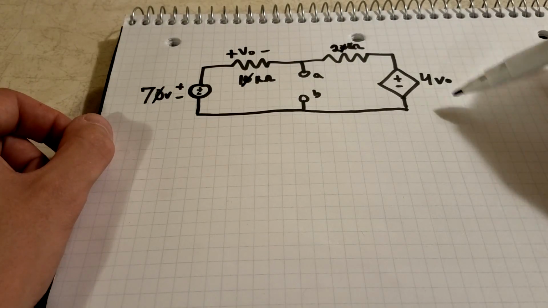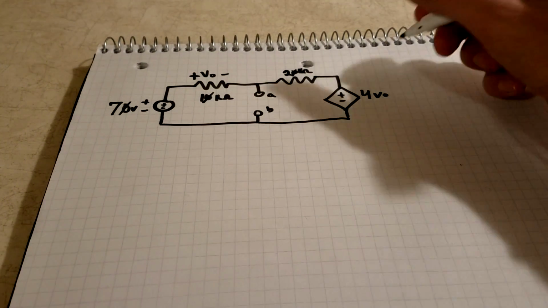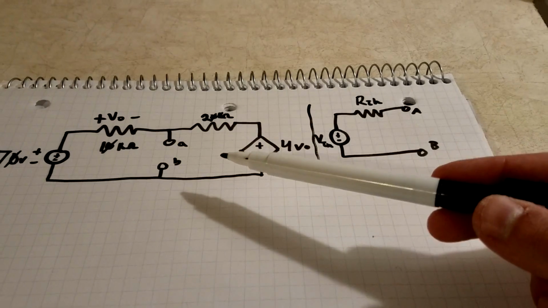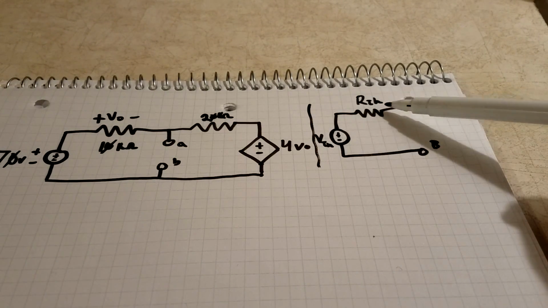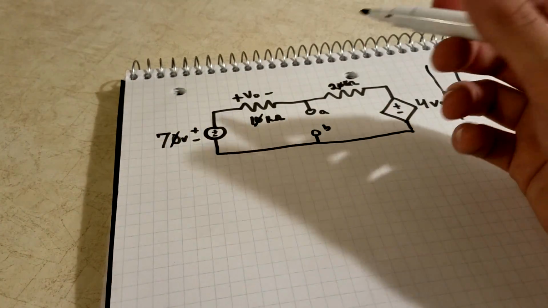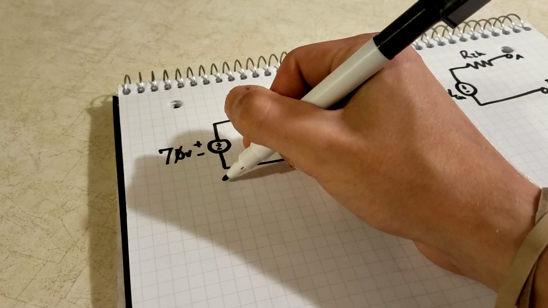Since this is a dependent source, we can just leave that as 4VO. So if we were going to draw our equivalent circuit, what it would actually look like. So basically, we want to transfer this circuit over to this circuit and be able to get one resistor and one power supply. What we can actually do to this circuit is apply Kirchhoff's loop law.